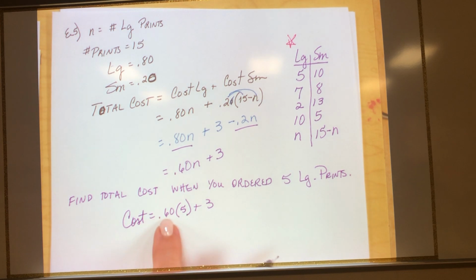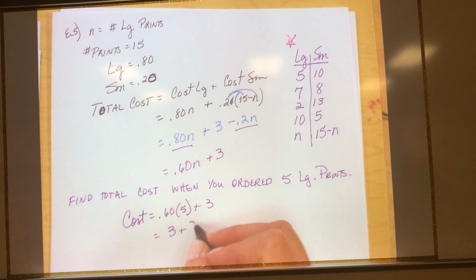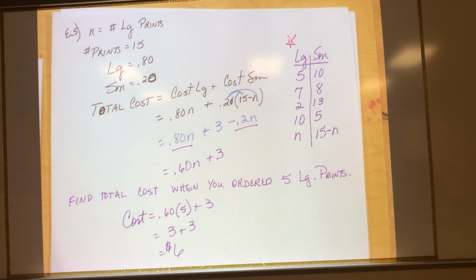What's 5 times 6? 30. Move your decimal point one place to the left, and what does that become? 3? What is 3 plus 3? 6. $6. All right, anybody got a question?